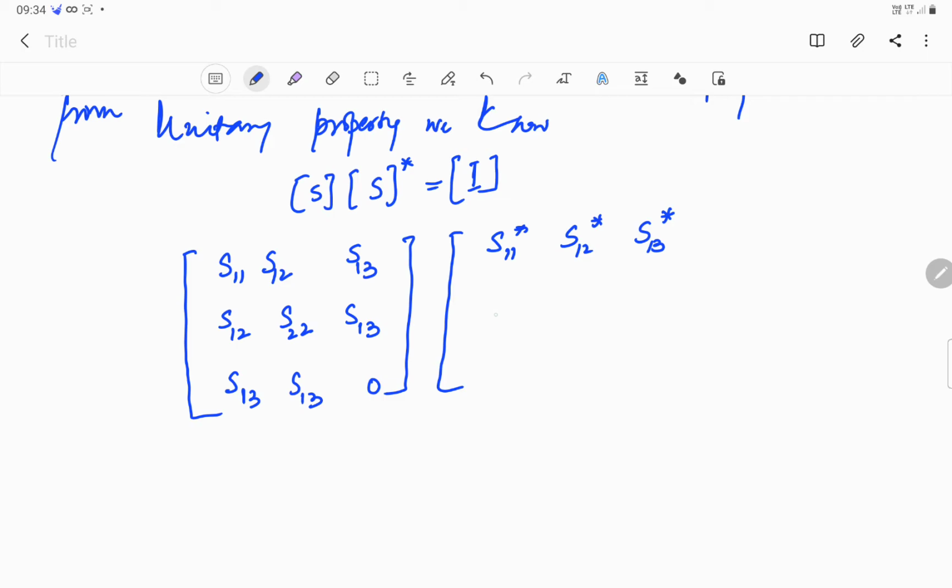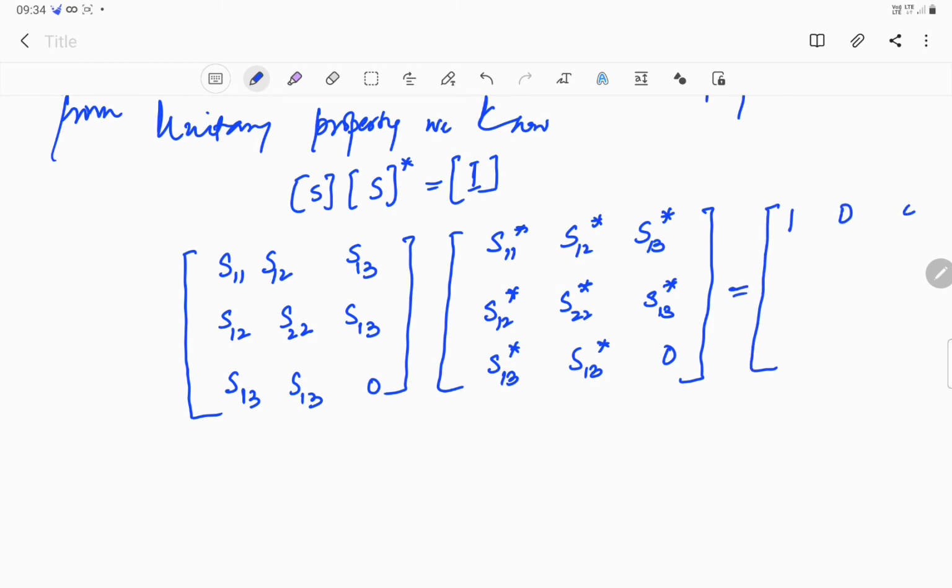S12 star, S22 star, S13 star. Then S13, again S13 star, and then we have the third row, third column, S33 as 0, so it would be its conjugate. So 1, 0, 0, 0, 1, 0, 1, 0, 0, 0, 1. This is the unit matrix with diagonal elements as 1 and non-diagonal elements as 0.